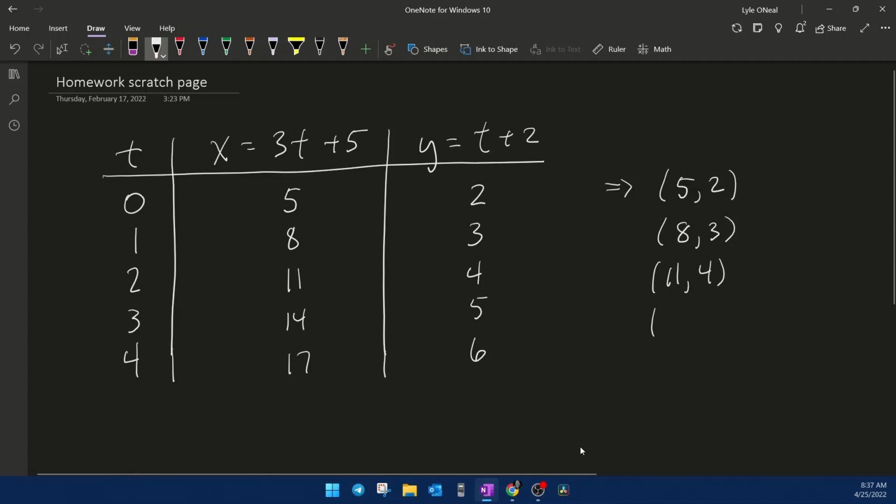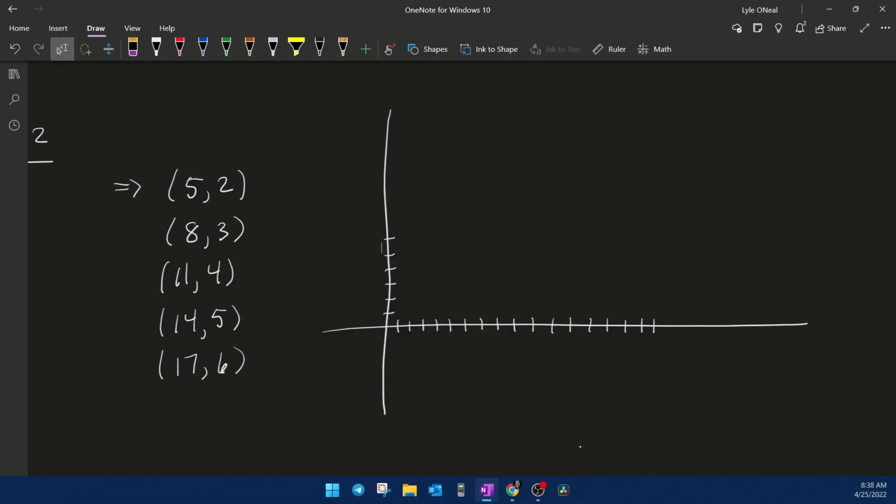And then the next thing we want to do is go to the xy coordinate system, plot these points, and play connect the dots. All right, I've got my axes laid out. Let's plot some points. First, we're going to go over to 5 and up to 2. 8 is up at 3. 11, let's see here, 8, 9, 10, 11, is up at 4. 14, up at 5. And 17 is up at 6.